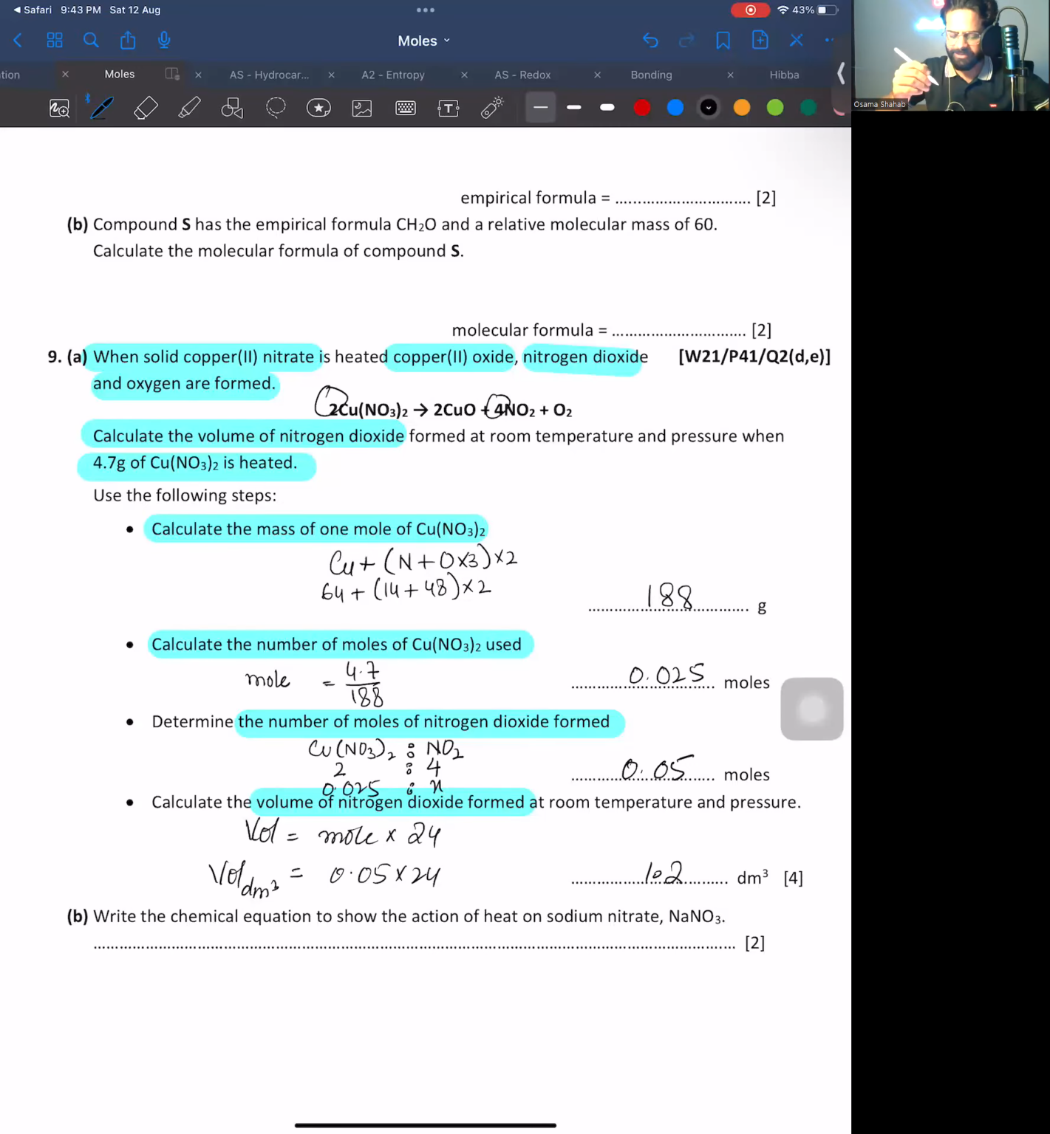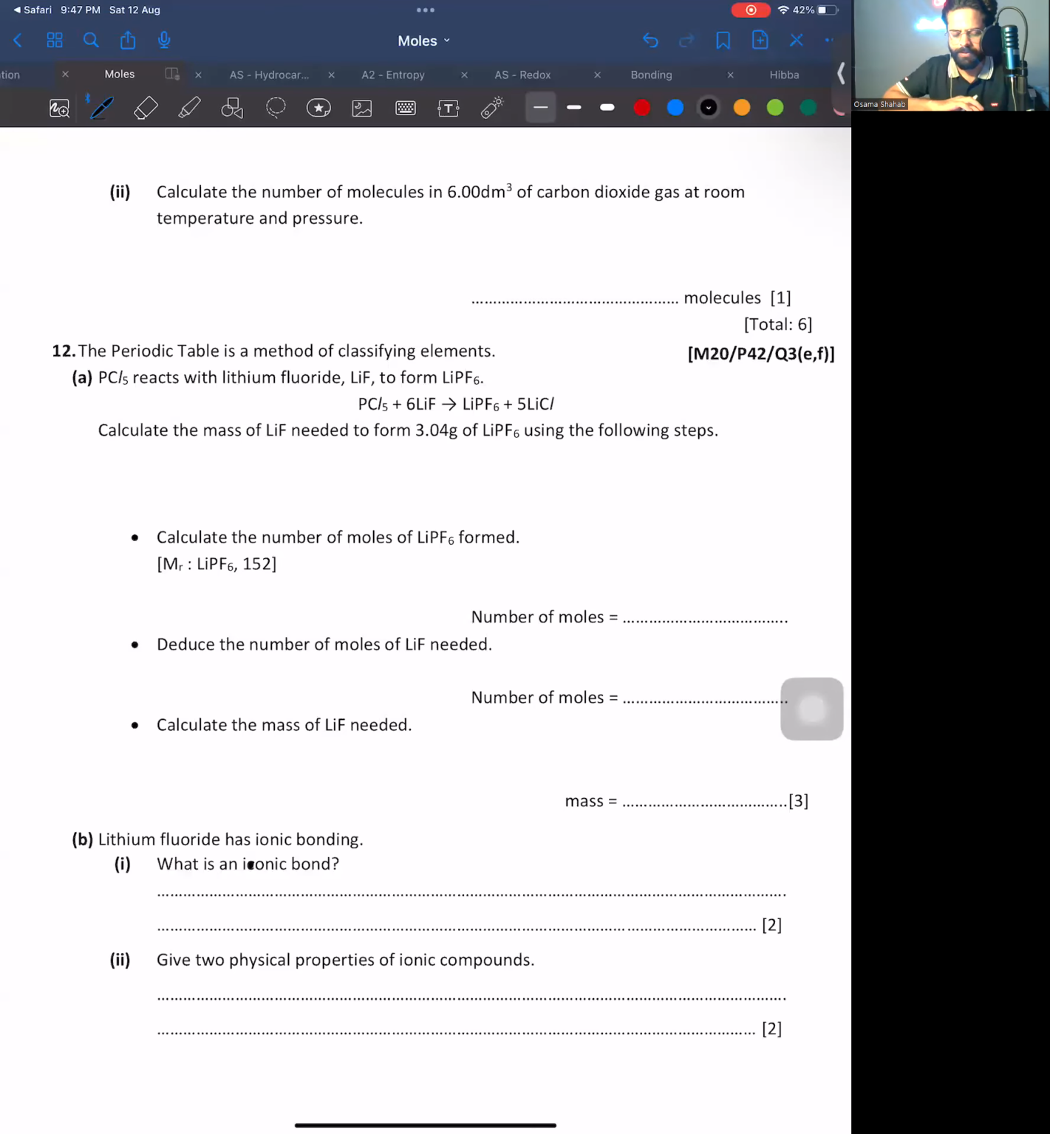ठीक है बच्चों, लेट्स मूव ऑन टुवर्ड्स द पार्ट बी. राइट द केमिकल इक्वेशन टू शो द एक्शन ऑफ हीट ऑन सोडियम नाइट्रेट. अब वो कह रहे हैं कि सोडियम नाइट्रेट को ब्रेक डाउन करेंगे तो क्या होगा. डेफिनेटली जो ऊपर बना हुआ है यही होगा, बट दिस इज नॉट अ पार्ट ऑफ the syllabus of moles right now, so I am just skipping this. So let's move on towards the next question. Third वाला I think I'm done.